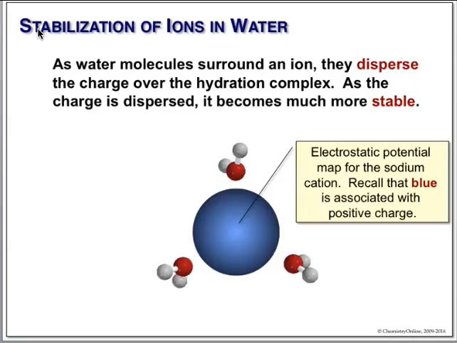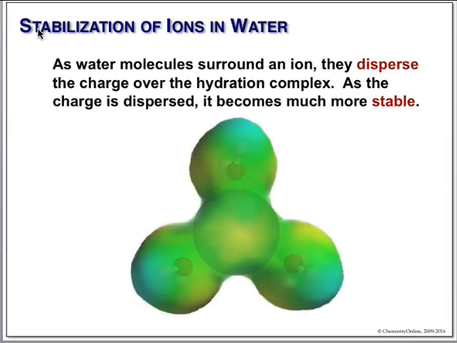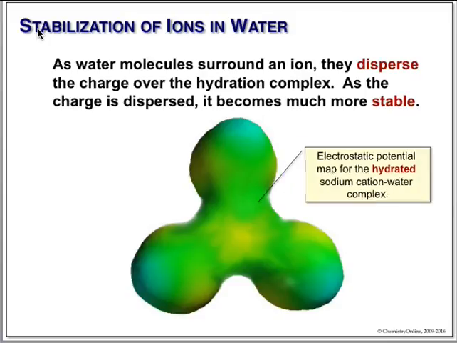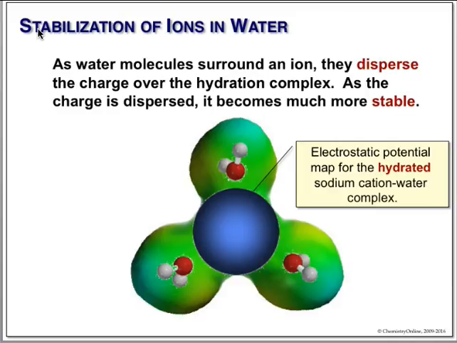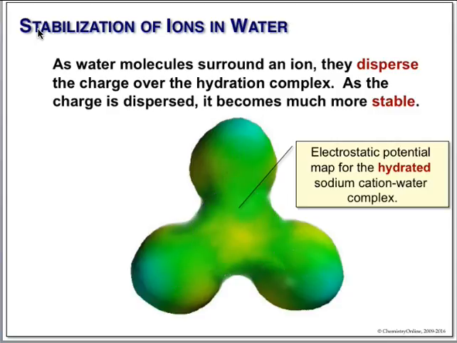What we can do with the computer is to solve the whole complex and say, what does this whole complex look like as far as electrostatic potential goes? When we do that, it looks like this. Now we still have a little tinge of blue here and there, but the big blue ball that was in the middle here, this guy, is gone. Just these three waters have managed to totally spread out all of this positive charge over all this space.